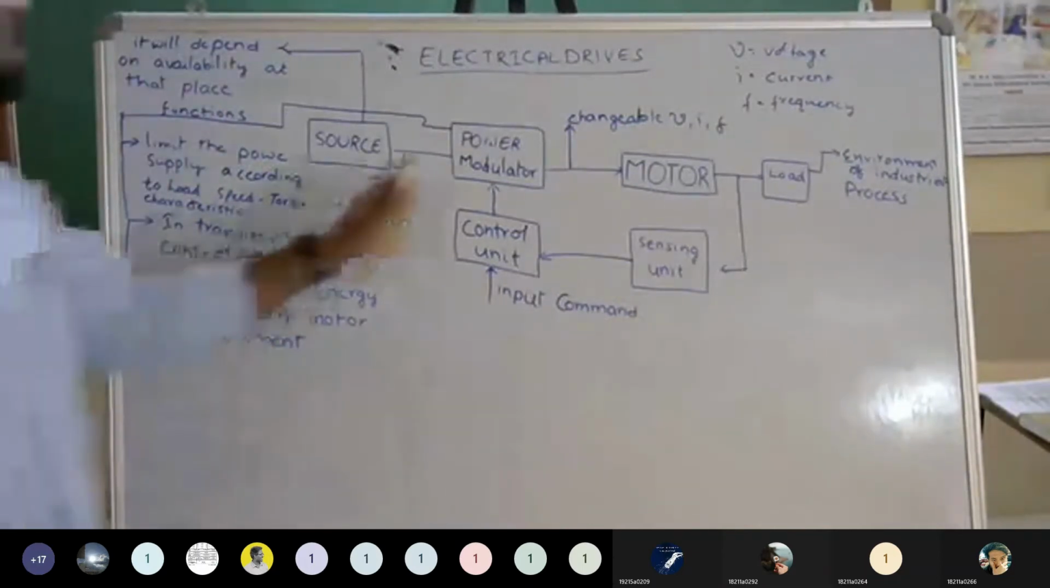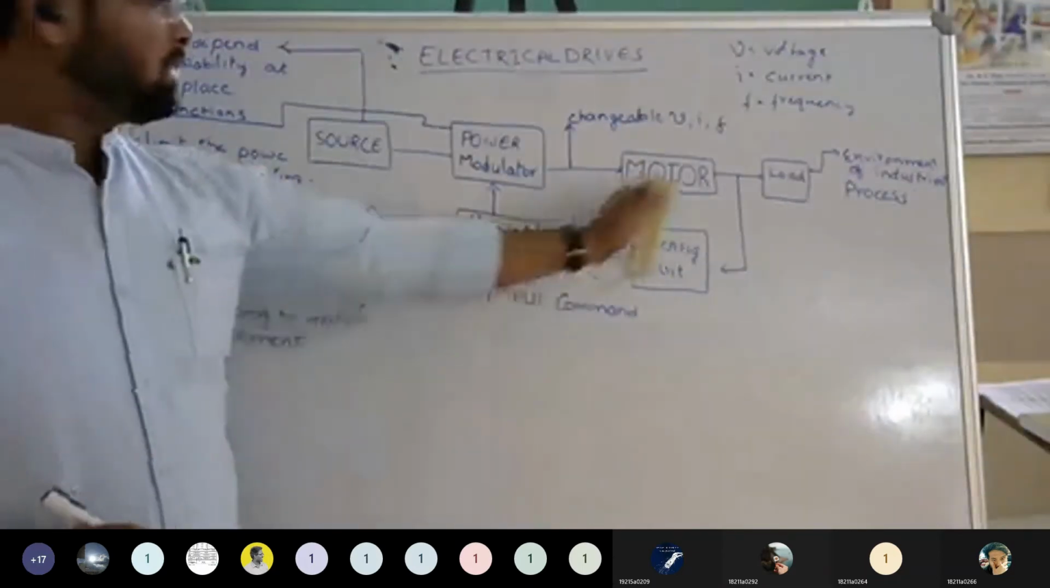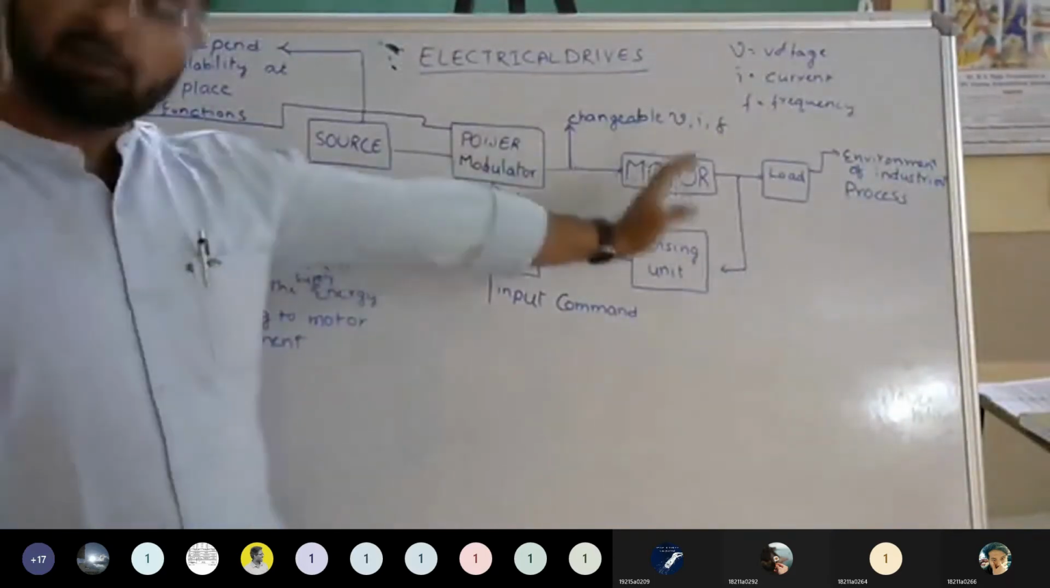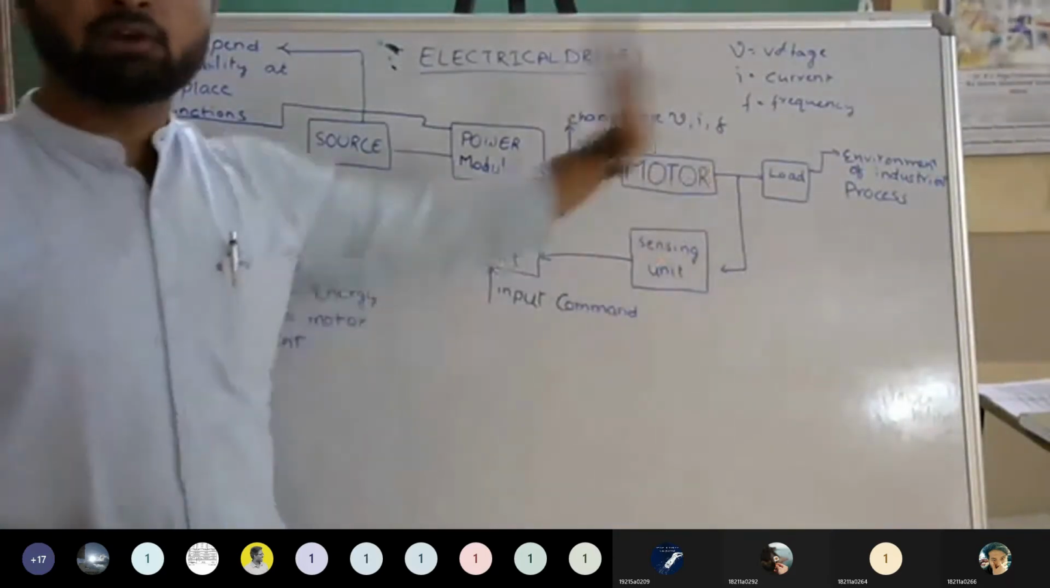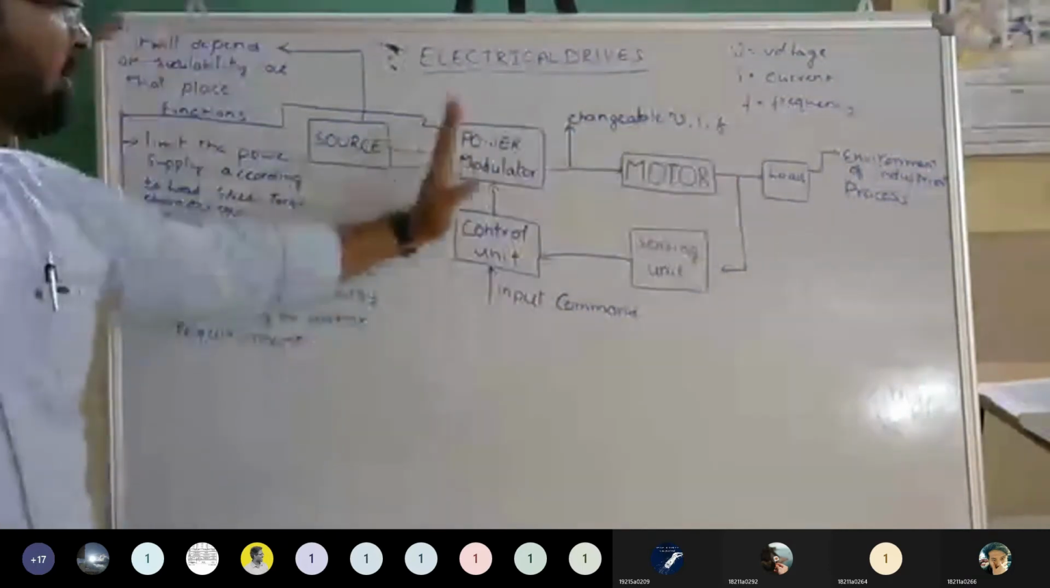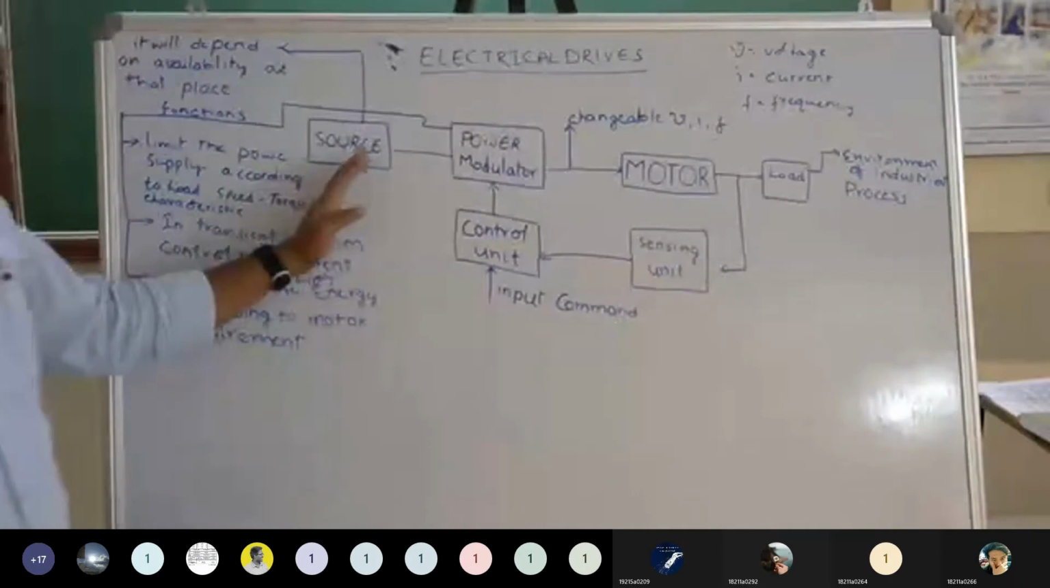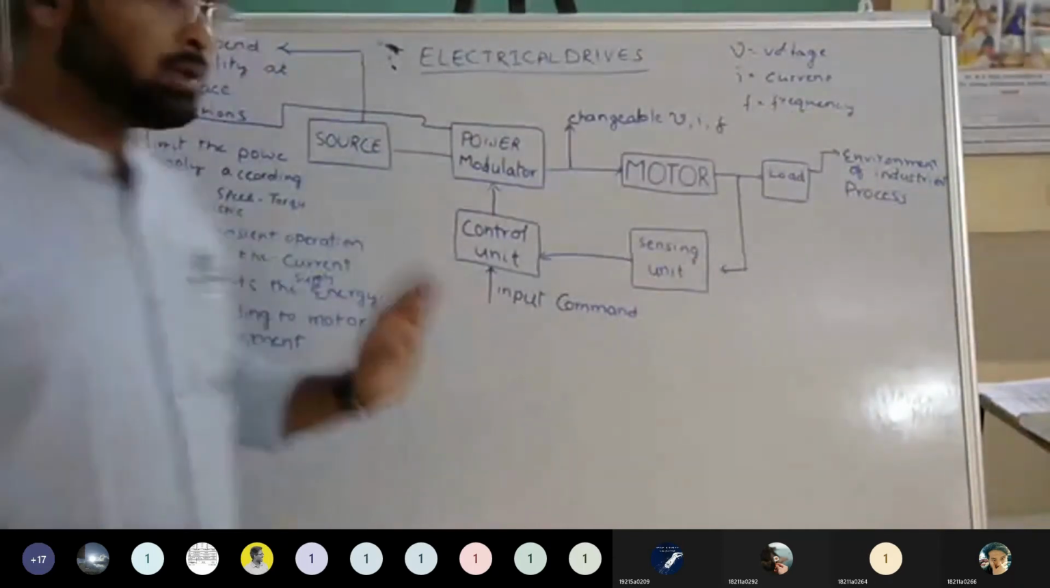What does it mean? Suppose one DC motor is available and an AC motor is available. What power do we have to give to the DC motor? We have to give DC energy. So this power modulator will convert the AC into DC. Suppose DC is available here and AC is available here, it will convert DC into AC.